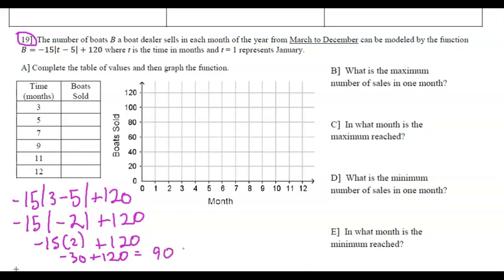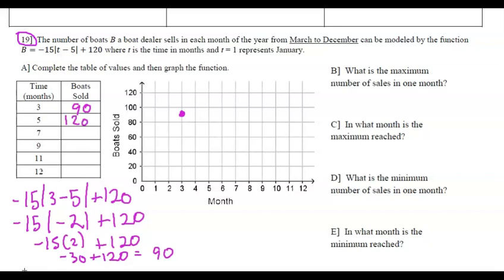So it equals 90. So boats sold when there are 3 months would be 90. So we would plot that point on the graph. So we have 3 months and 90 boats sold. We would continue this for the other points on the table.